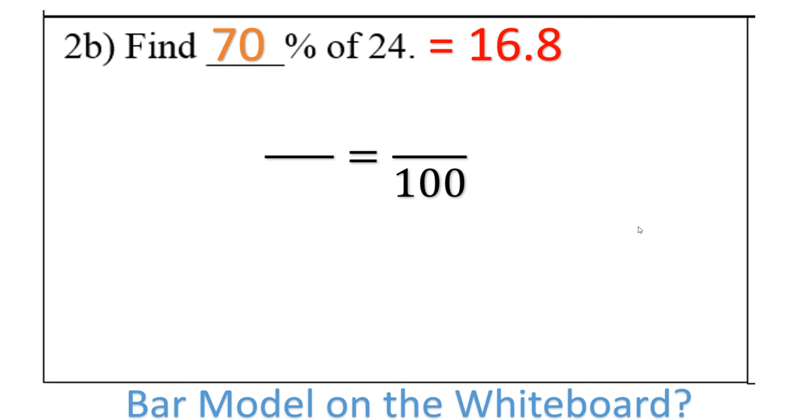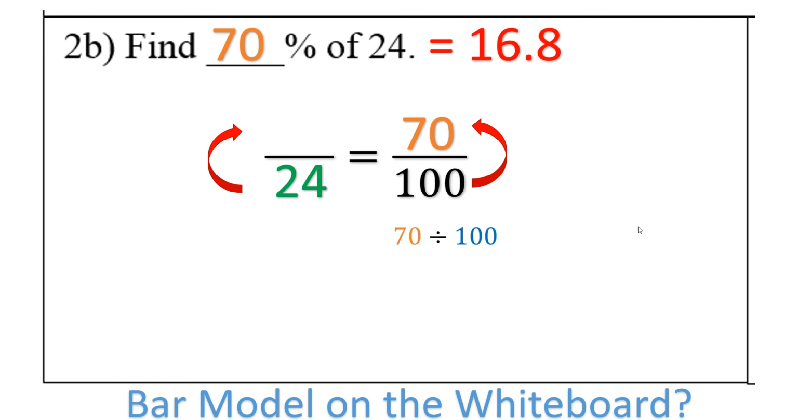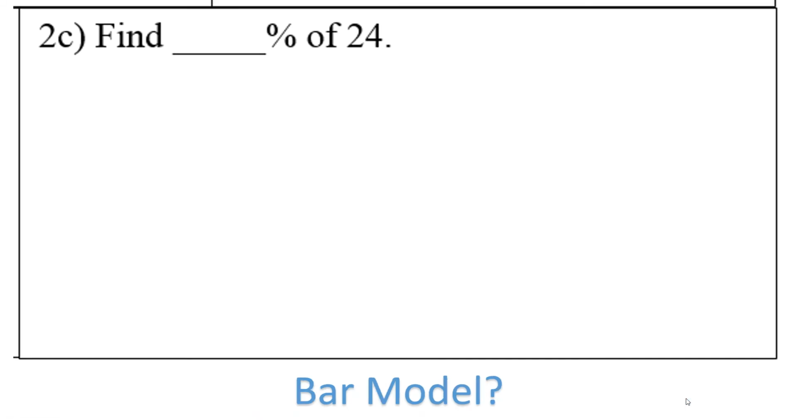So on this one, we have 70%, so 70 over 100, and then 24 is the whole value. So to convert 70 over 100 to a decimal, we do 70 divided by 100, which is 0.7, 7 tenths. So that's times 0.7, 24 times 0.7, and that's how you get 16.8. And right down here, I wrote the bar model on the whiteboard. Most students don't care about the bar model on this one.